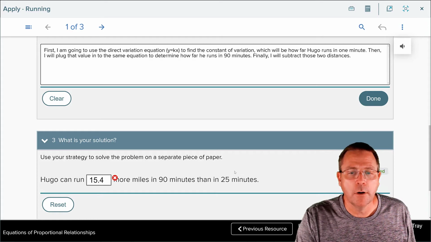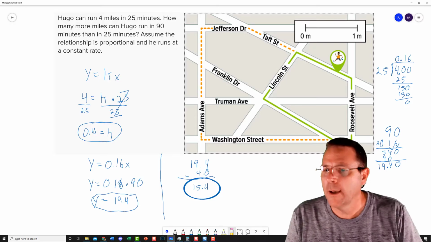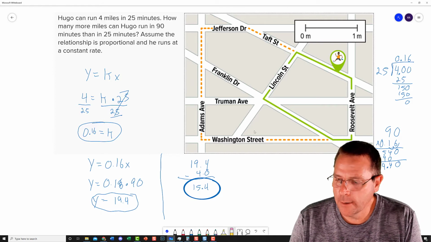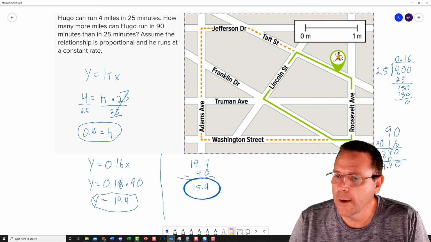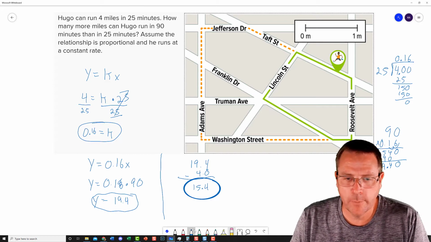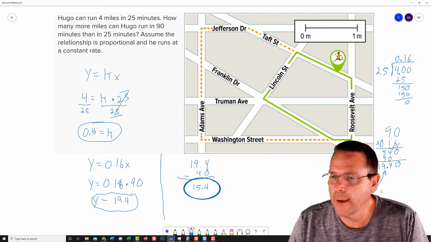What did I do wrong? Hold on. I found my issue. I did a little bit of a math boo-boo over here. If you take a look, I ended up with a 9 right there.